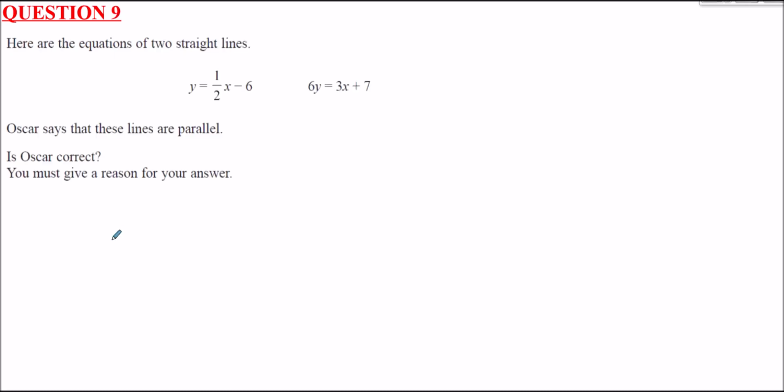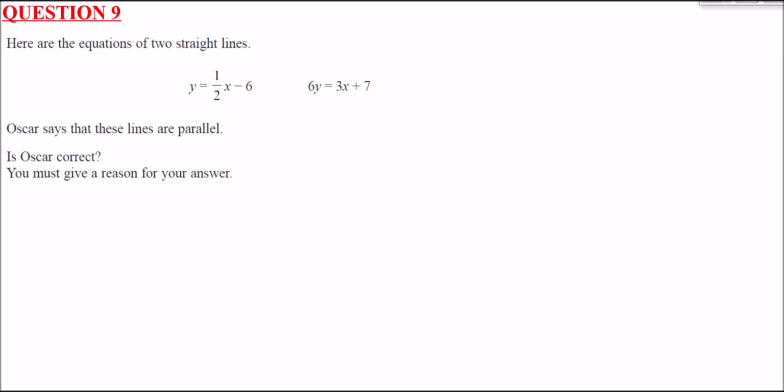Question 9, we have two different equations of two straight lines. The first one is y equals a half x minus 6. The second one is 6y equals 3x plus 7. Oscar says that these lines are parallel. Is he correct? Give a reason for your answer.